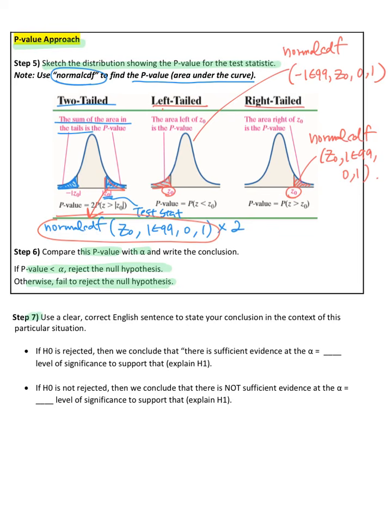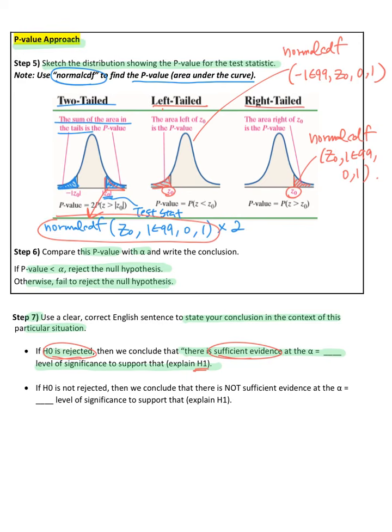Okay, the final step, step 7, you're going to state your conclusion in the context of this particular situation. Remember, there are 2 types of conclusions. If H0 is rejected, we say that there is sufficient evidence at the alpha equals, and you write the significance level here, level of significance to support that, and then you explain H1. It's very important, once again: if H0 is rejected, we always have sufficient evidence for H1.